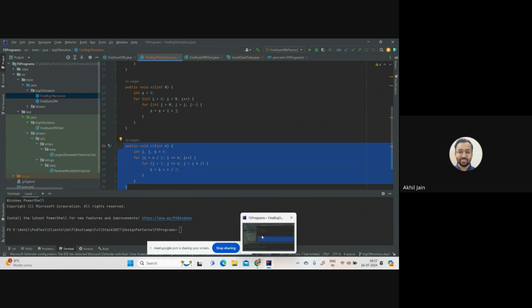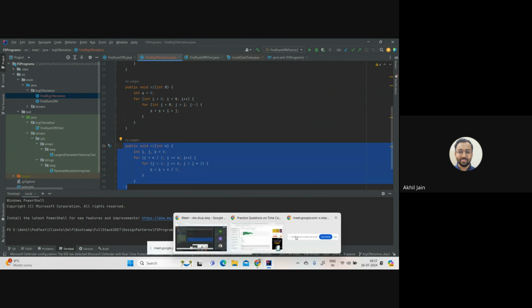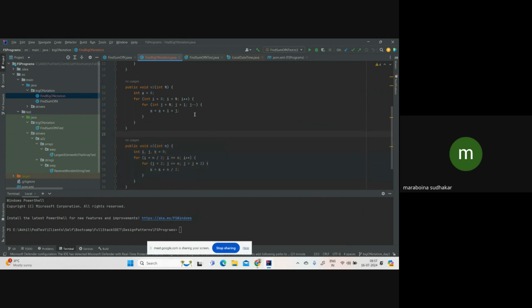and here what we'll do is, in this case, we have a second for loop. For every iteration of the first loop, it will run n times, almost n times, the next time n minus 1.